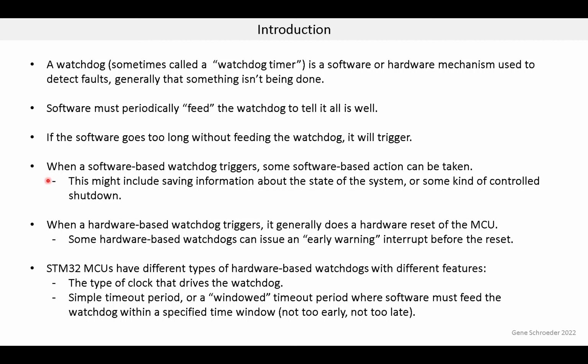When a software-based watchdog triggers, we can take some software-based action. For example, this could include saving information about the state of the system when the watchdog triggered, or some kind of controlled shutdown of the system. In this course, we will be implementing a feature where information is saved.